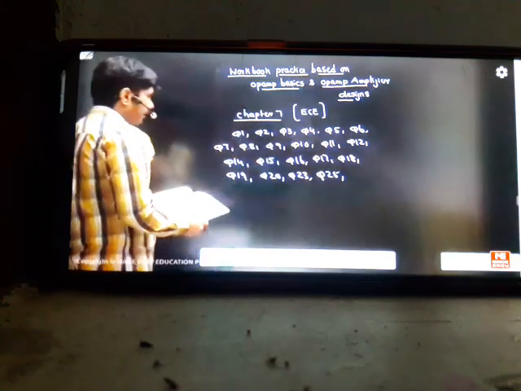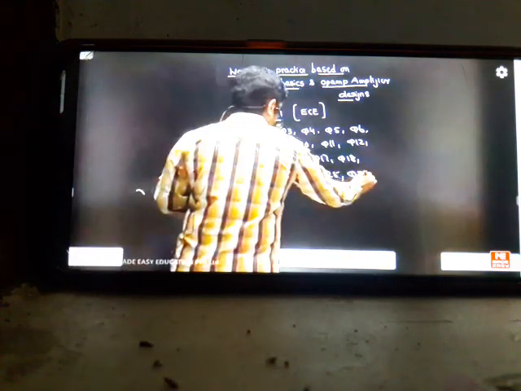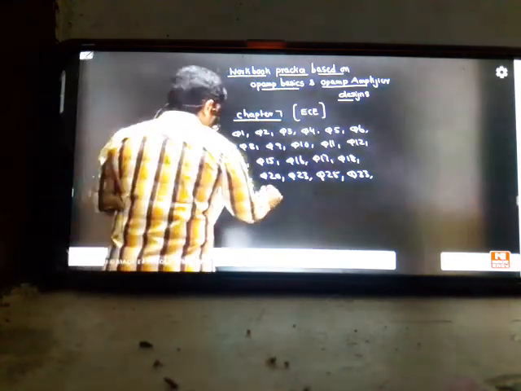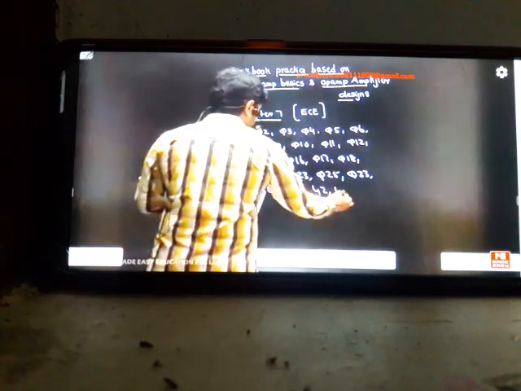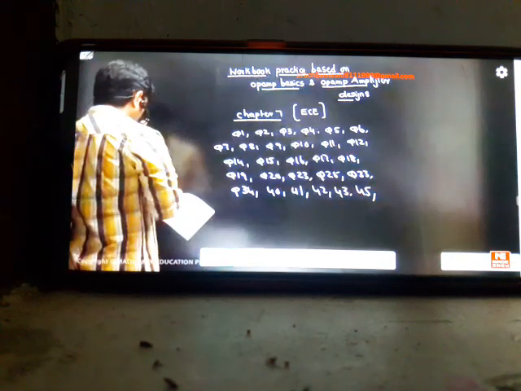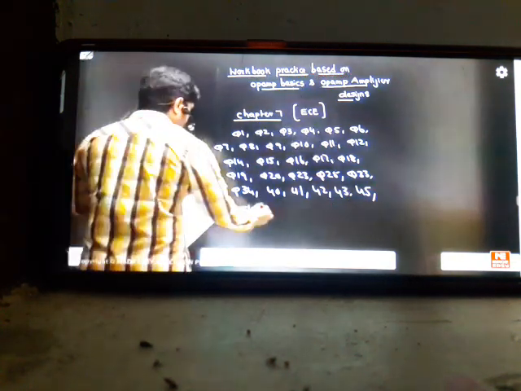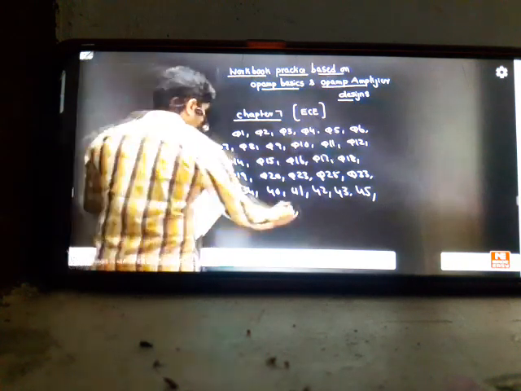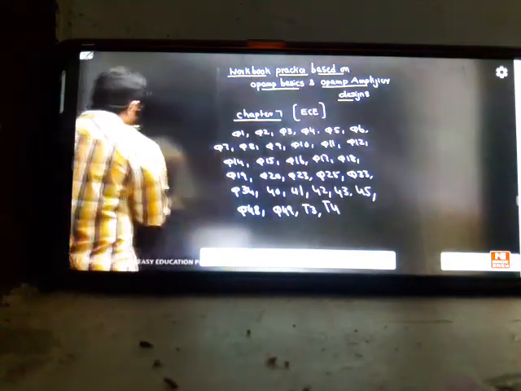You can see how much weight is for this content. A lot of questions are there in competitive exams. So question number 33 I can do it with our yesterday class knowledge. 34 you can do it. 40 you can do it. 41 you can do it. 42, 43, 45, 48, 49, T3 and T4.